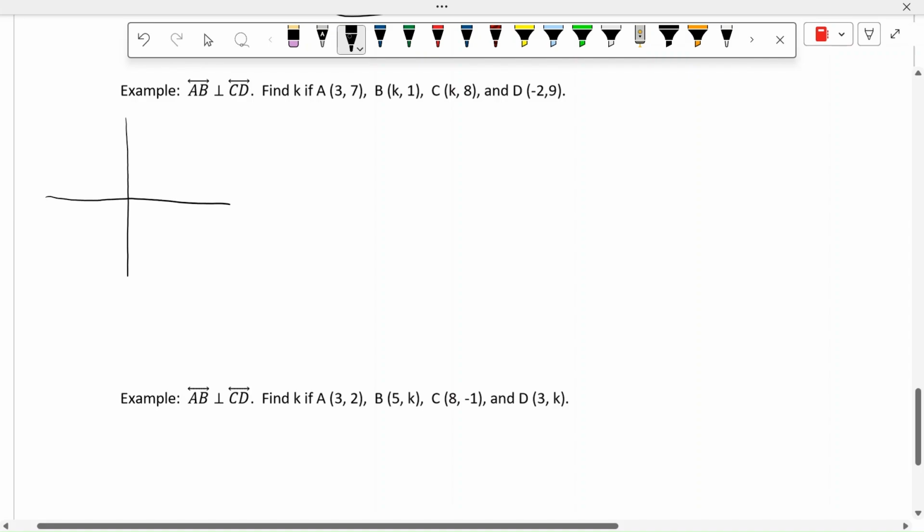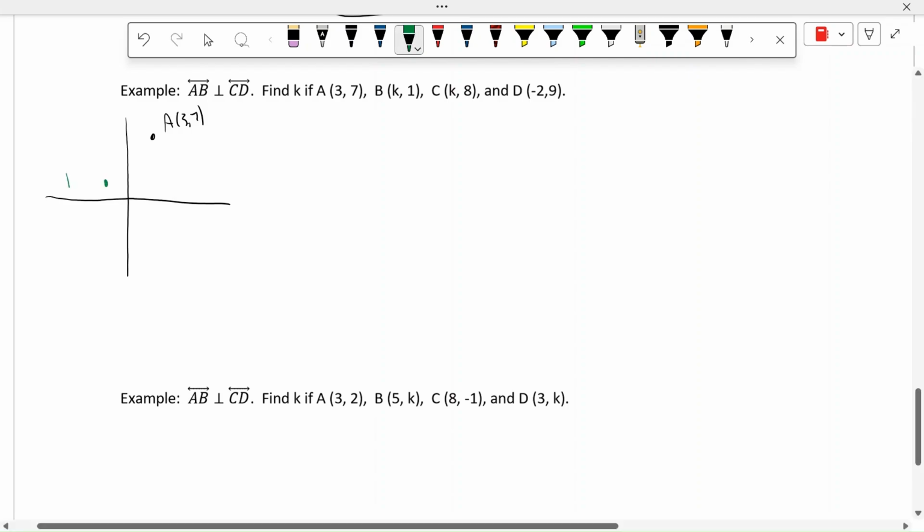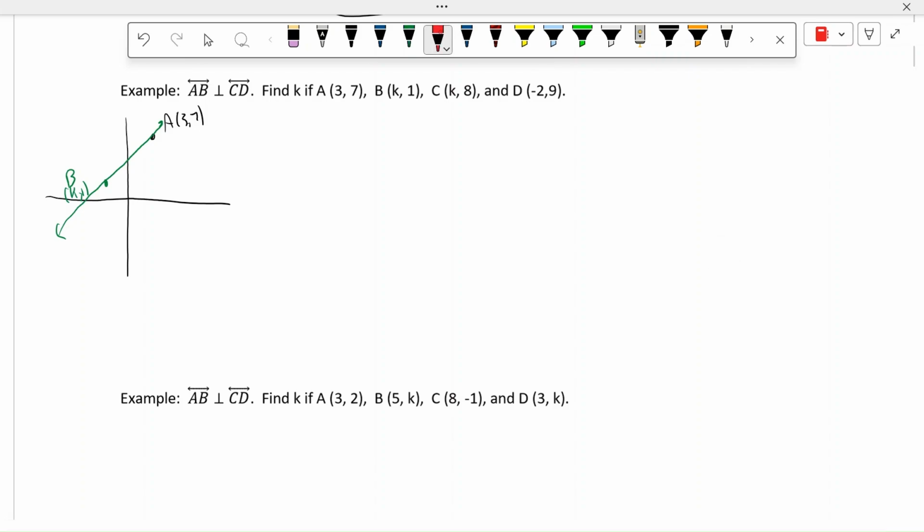I can try. Point A is at 3, 7. That's not so bad. Point B is at k, 1, and I have no idea what k is equal to. Is k positive? Is k negative? I don't really know. So I'm just going to put point B right here. Coordinates are k, 1, and so here is line AB. And then point C is at k, 8. Again, that's kind of hard to understand. I'll come back to that in a second. Point D is at -2, 9.